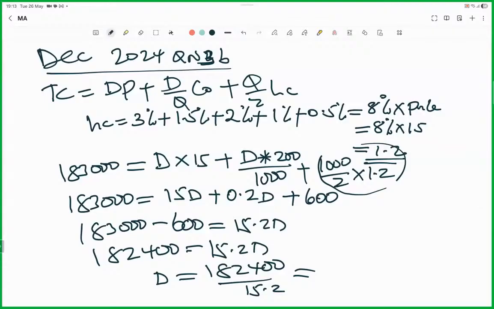12,000. Aya. Maajabu ya Musa. Inakuja 12,000.